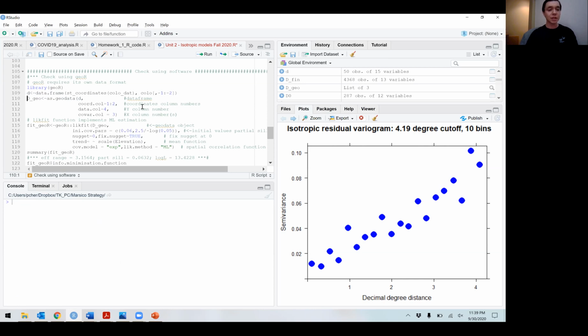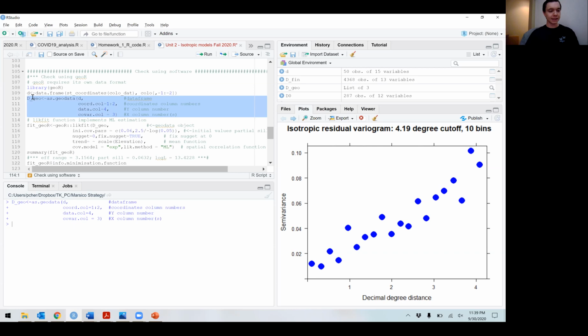So to make this geodata, I specify my data frame. I specify the column numbers for my coordinates, my data, and my covariates. So one of the things that makes it annoying is if you're trying to build a model, if you have a really complicated data set with lots of different covariates, you really have to include all of them right over here in order to then later use them inside of your trend argument.